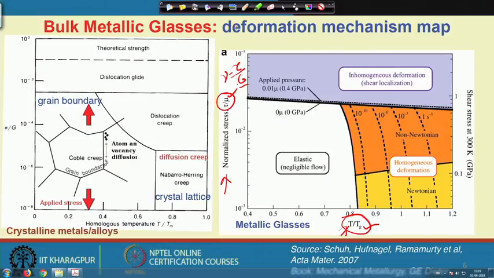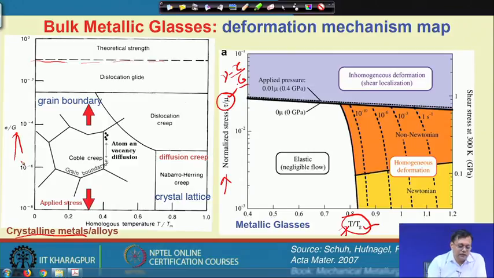Now, let us have a look at in case of crystalline solid. Here let us say if this is a value of some sort of theoretical strength limit, and if the value of this normalized stress basically increases, then the material goes for regular dislocation glide, means dislocation glide on the slip plane. Okay. So, that is called a dislocation glide mechanism.